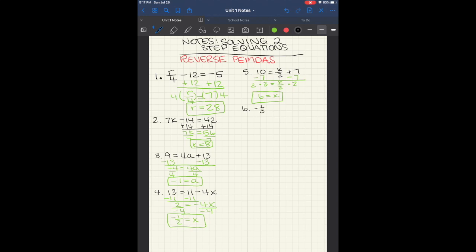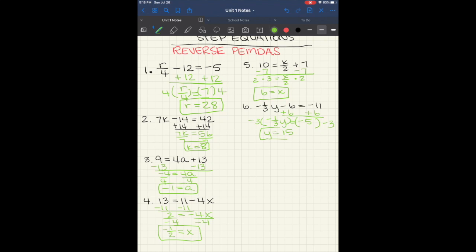For number 6, we have negative 1/3 times y minus 6 equals negative 11. So we're going to add 6 to both sides first, which gives us negative 1/3 y equals negative 5. Then we're going to multiply both sides by the denominator. Whenever you have a fraction multiplied to a variable, you multiply both sides by its denominator to get rid of the fraction. And since it was negative, we also needed to, negative times negative equals positive, which gives us a positive y on the left side, which is really our goal.